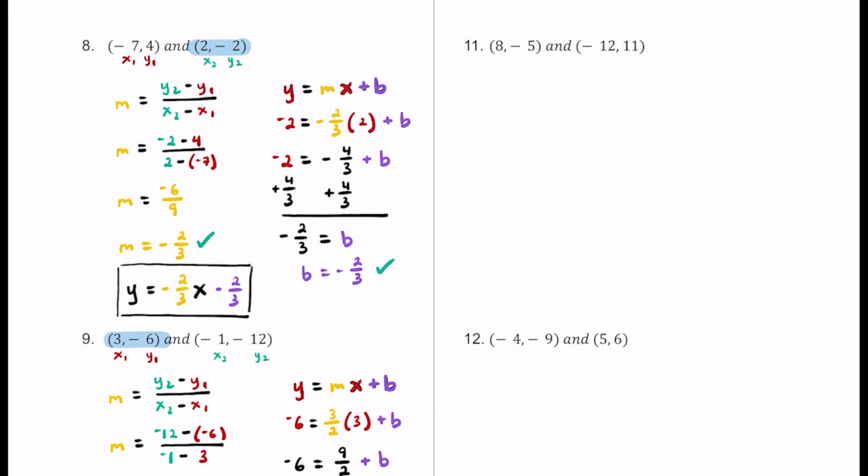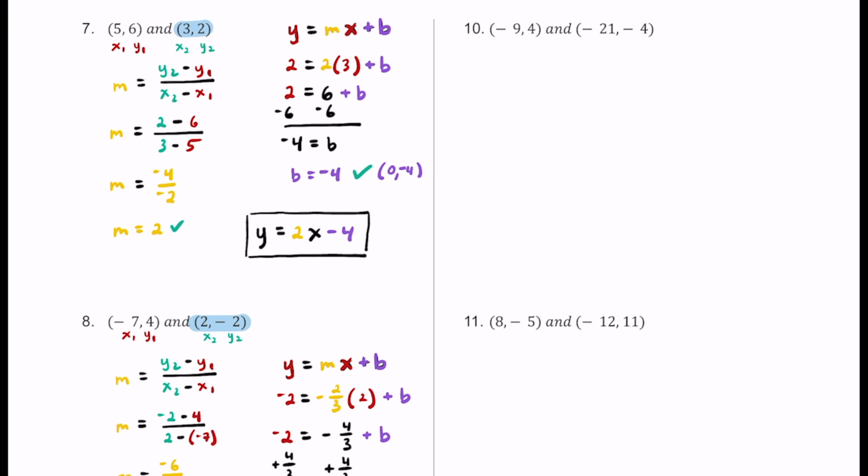All right, let's check out number 10. For number 10, we have (-9, 4) and (-21, -4), and neither of these give us a y-intercept, so let's try to find the slope first. All right, so right here we have our x1, y1 and x2, y2. Let's go ahead and find the slope. Here is our general formula for finding the slope, and let's go ahead and substitute some values in. So y2 is going to be -4, and then take away y1. y1 should be +4, so we have -4 take away a +4.